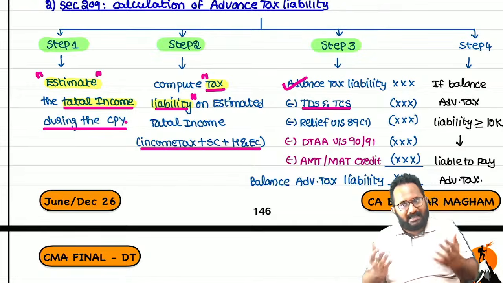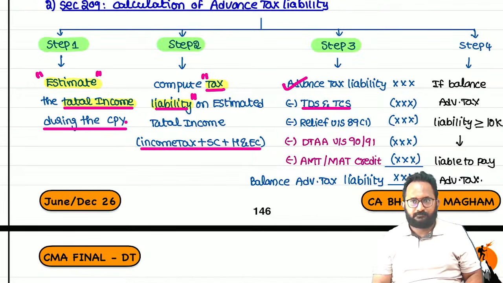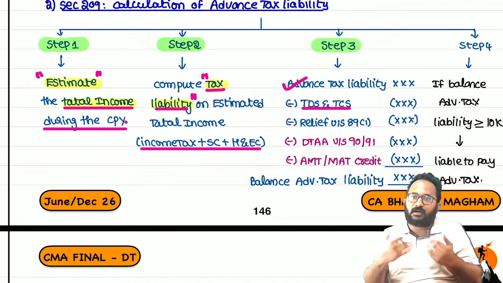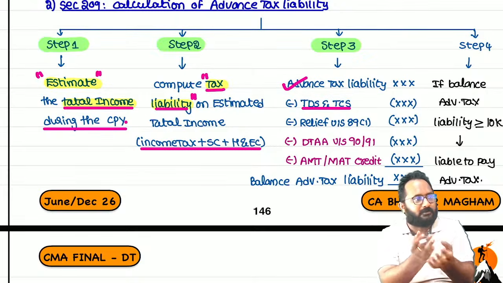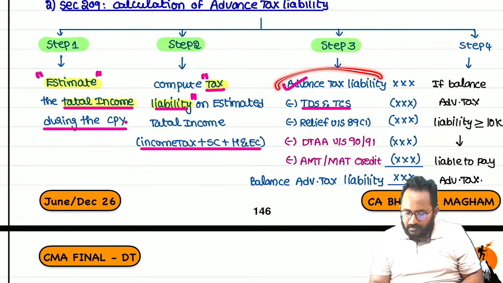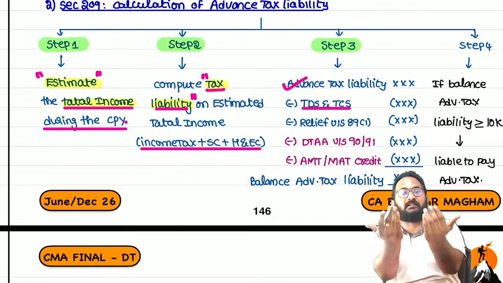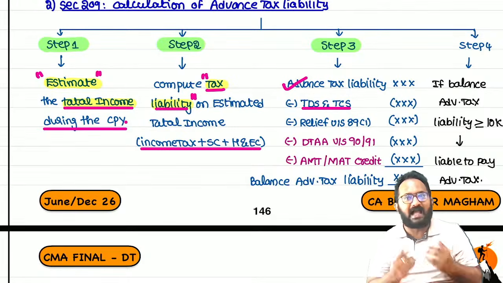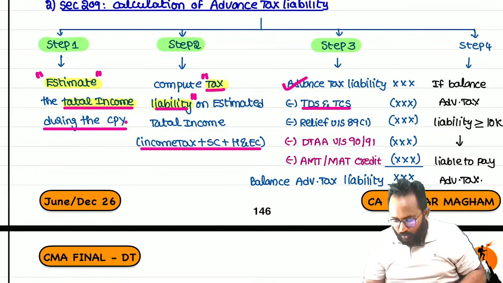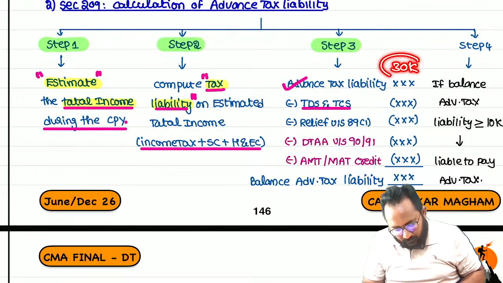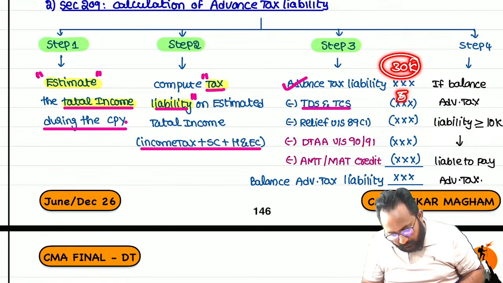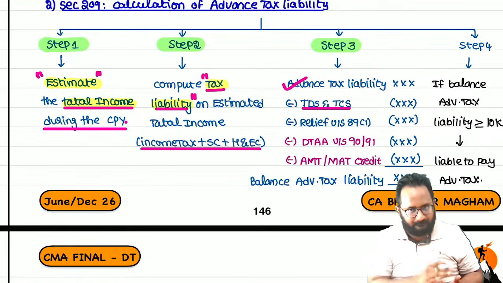Example, 1 lakh income I am estimating. Out of that 1 lakh income, I have to pay 30,000 tax. Now what is that? Advance tax liability, 30,000. Already, before receiving this 1 lakh in my hands, tax of 5,000 was deducted. Now this 30,000 tax, advance tax liability, minus 5,000, because already I paid.